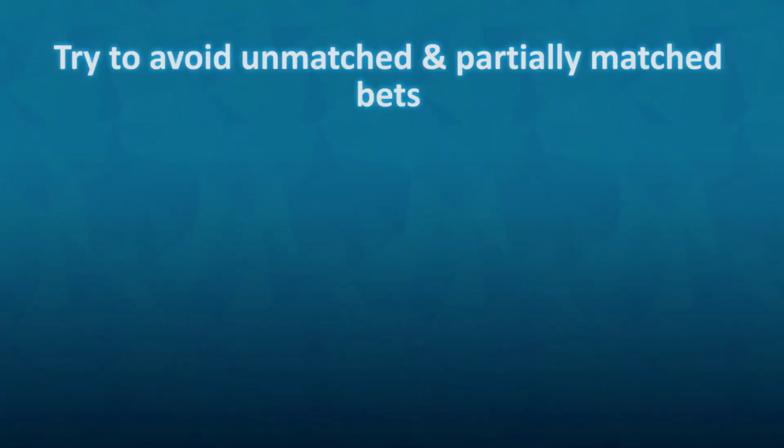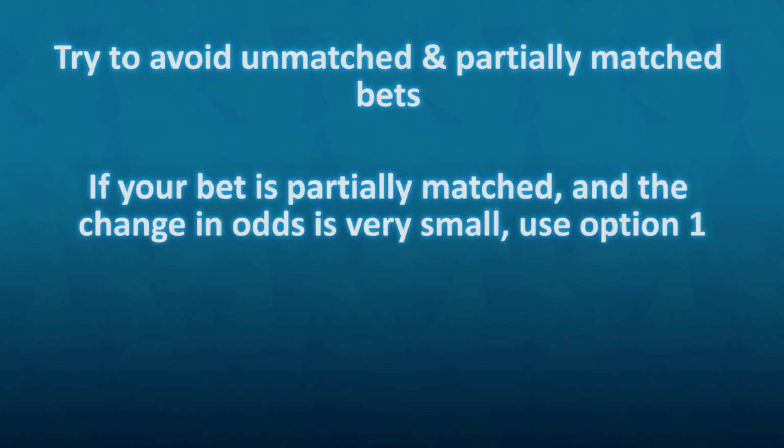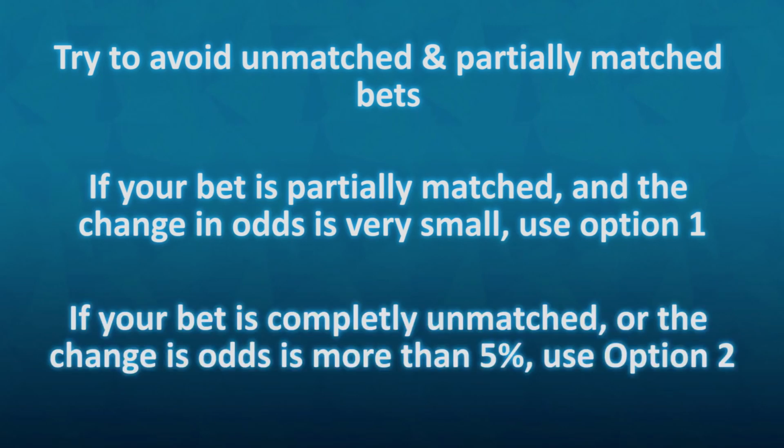So to summarise, try to avoid unmatched and partially matched bets by checking the money available under the odds before you place the bet at the bookie. If there's not enough, consider a different bet. If your bet is partially matched and the change in odds is very small, then you're better off taking option 1, which is to update the odds on your bet slip and take the new odds. If your bet is completely unmatched or the change in odds is more than 5%, then use option 2, which is to recalculate your position and place a new lay bet.